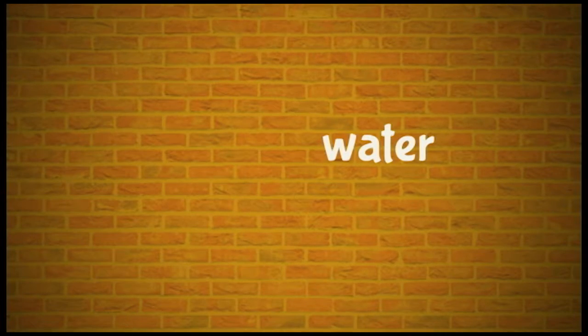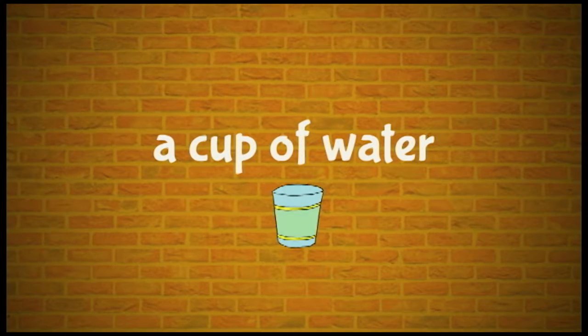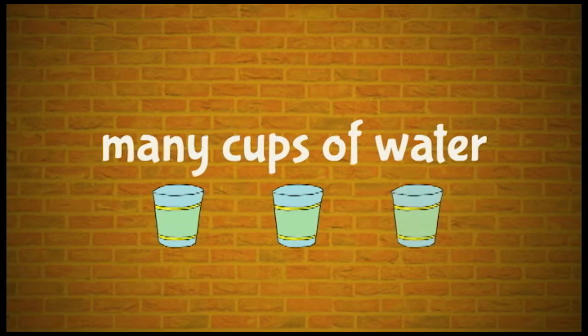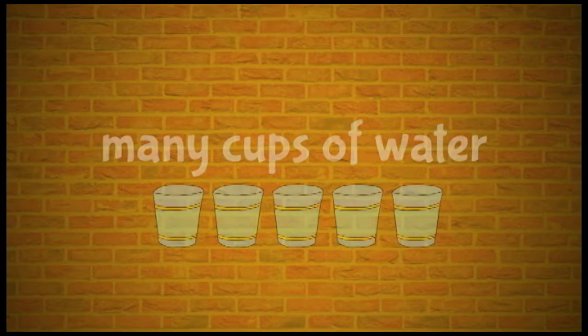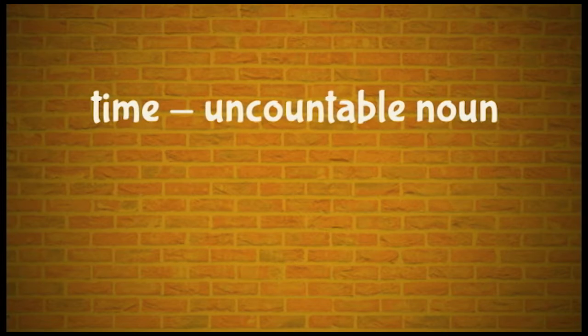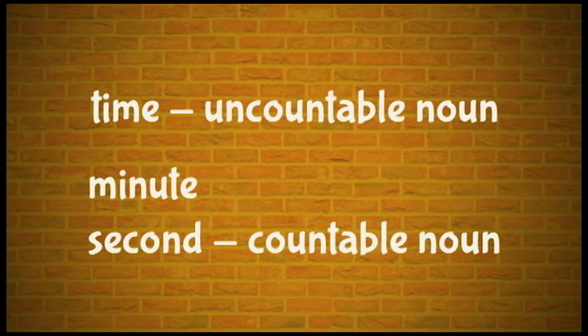One interesting thing to note is that if you add a unit in front of an uncountable noun, it becomes a countable noun. For example, you can have a cup of water because we can count the cups of water that we have. Also, if we use units instead of the general term, we can change the uncountable noun to a countable noun. For example, time is an uncountable noun, but minutes and seconds are countable nouns.